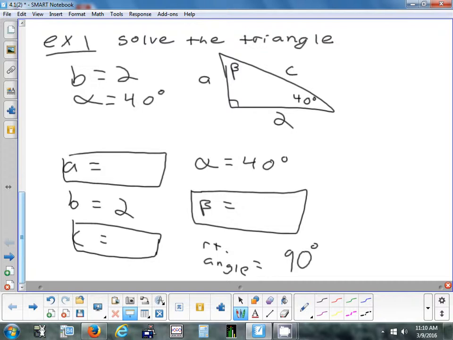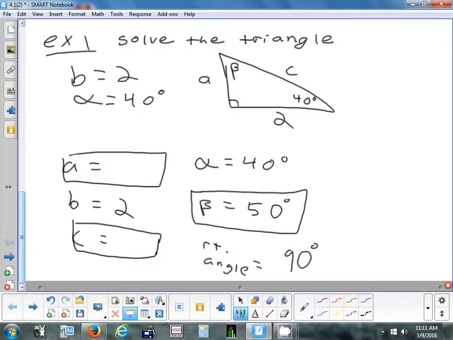Does anybody see something here we could find pretty easily, and you really don't even need trig to do this, based on a geometry fact? Yep, the other angle. We can get the other angle because we have 2 of them. So you add them together and subtract from 180. Anybody tell me what beta has to be? 50. Yeah. 40 plus 50 is 90, plus another 90. There's my 180. All right, any question on why beta is 50?